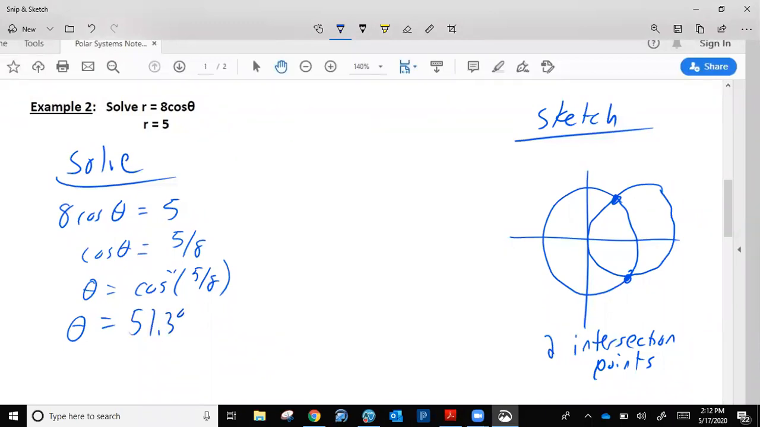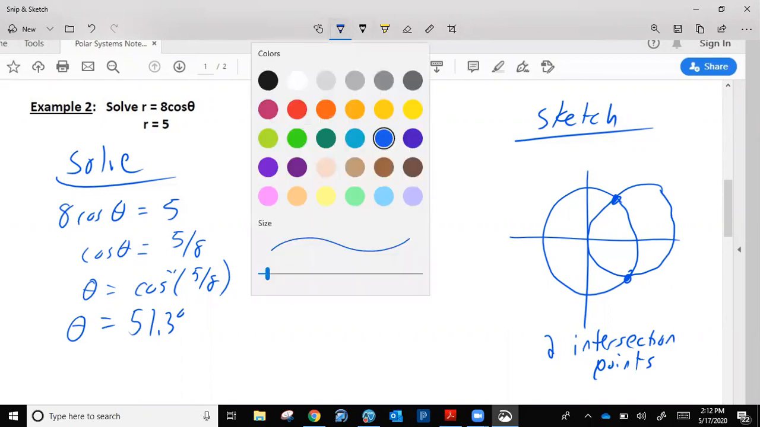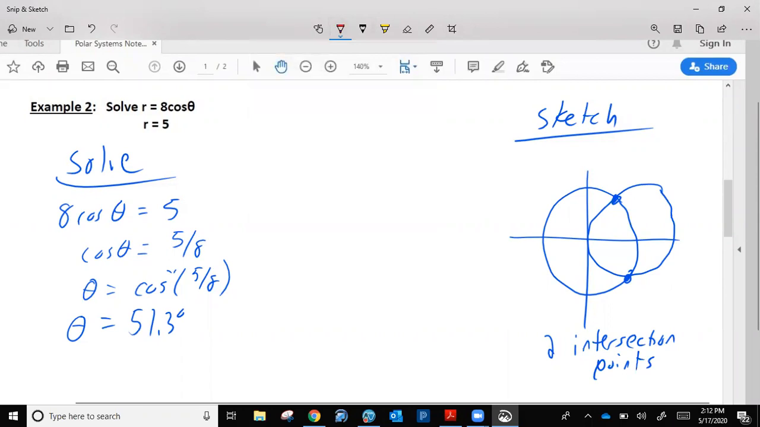Realize when we do an inverse function, our calculator only gives us one solution. It is up to us to figure out the other solution. So 51.3 is this angle in the first quadrant. We can use our reference angles to figure out the other solution.